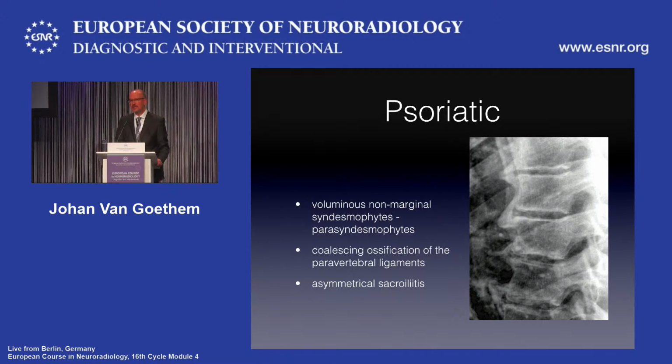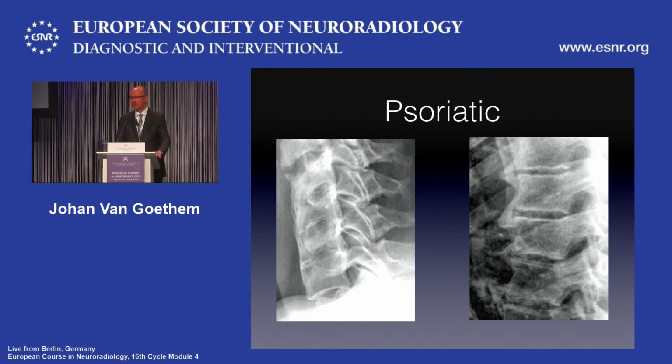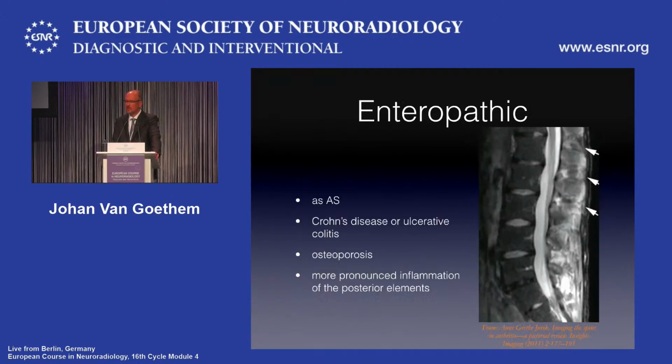And in psoriatic, contrary to ankylosing spondylitis, the sacroiliitis tends to be asymmetrical. That's another case of psoriatic. In ankylosing spondylitis, you could see the same thing, but the cervical spine is not a predilection for AS. The predilection is thoracic and thoracolumbar. These are two cases of psoriatic spondyloarthropathy.